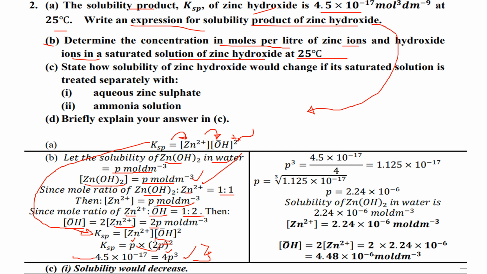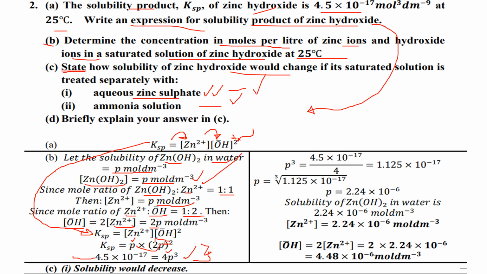So proceeding with part C, we are going to state how the solubility of zinc hydroxide would change if its saturated solution is treated with aqueous zinc sulfate. Now remember that we have just covered these in the previous video, where we looked at the common ion effect and explanations involving complex ion formation. I hope you understood them and you know what you're going to be talking about here. Since they use the word stating, there's no need to explain.